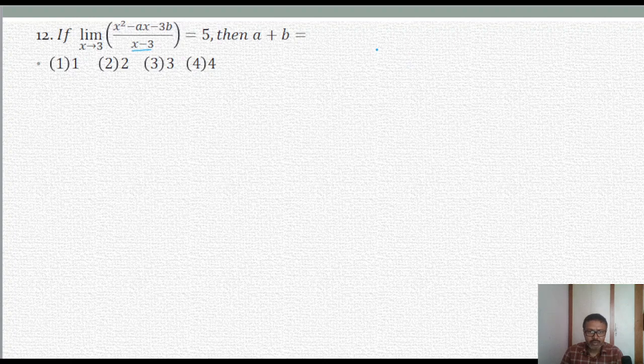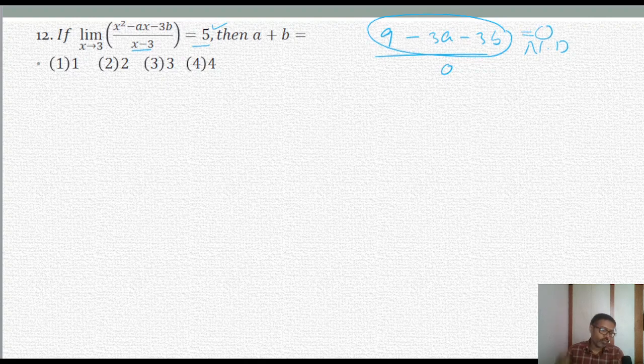When the denominator becomes 0, on direct application of the limit, you will get the numerator as 9 minus 3a minus 3b, and the denominator as 0, and it is not defined. It is not indeterminate. It is not defined. Any real value divided by 0 is not defined. We cannot find anything at all. But they have given it is equal to 5. Then our conclusion is that the numerator term we have got must be equal to 0.